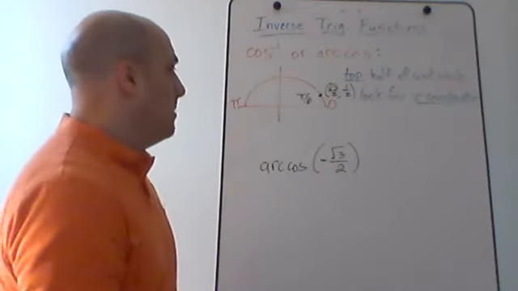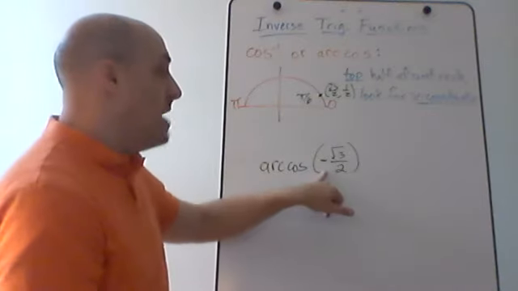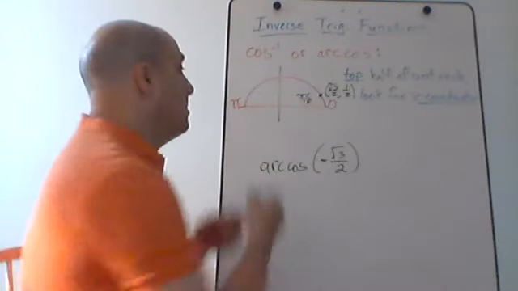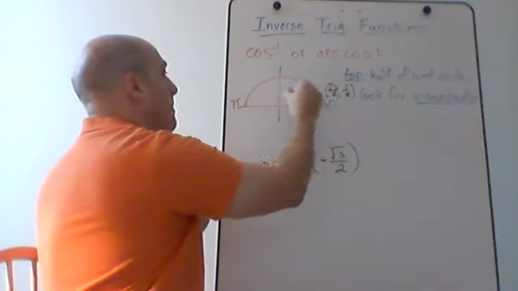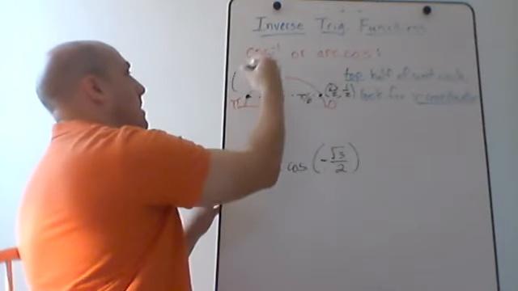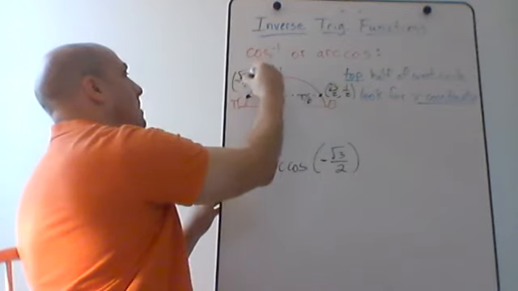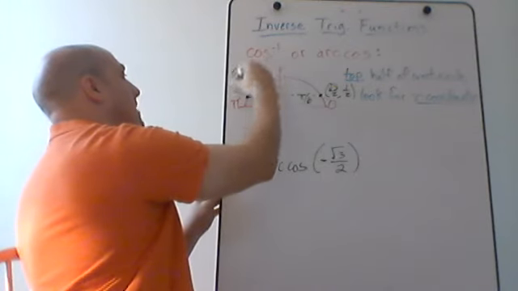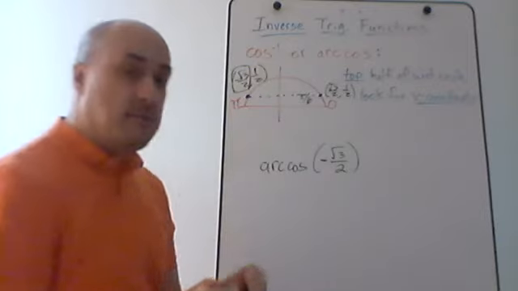So there's my terminal point for pi over 6. Now I want the x, though, to be negative root 3 over 2, which means I reflect this point over into the second quadrant, and there the terminal point is going to be negative root 3 over 2, comma, 1/2, and that's where I have that x-coordinate of negative root 3 over 2. Right?